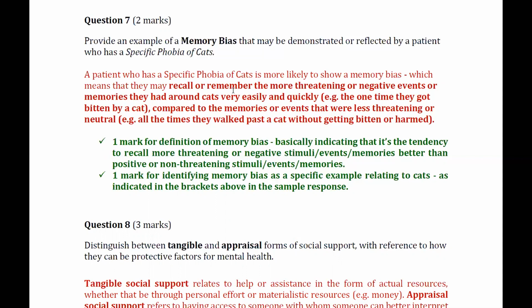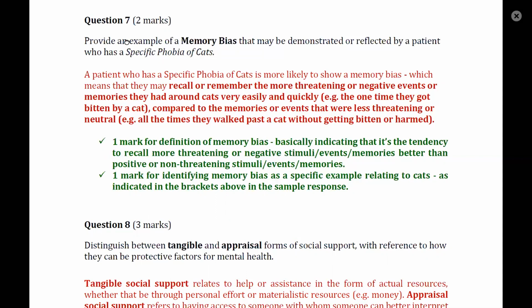Now, obviously, if you gave me a memory bias, but it was, for example, relevant to birds or relevant to dogs or, I don't know, magpies or something like that, you wouldn't get the mark for that because the question specifies you to talk about cats. So just make sure you always read the question properly.